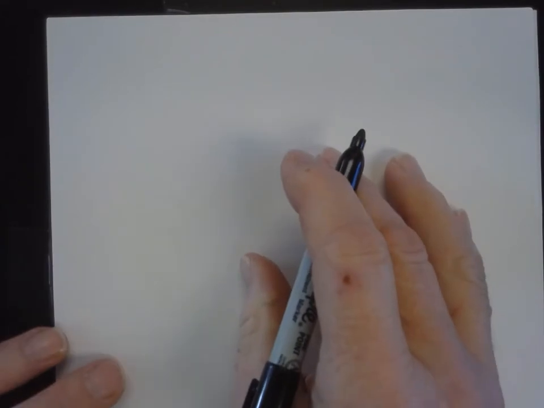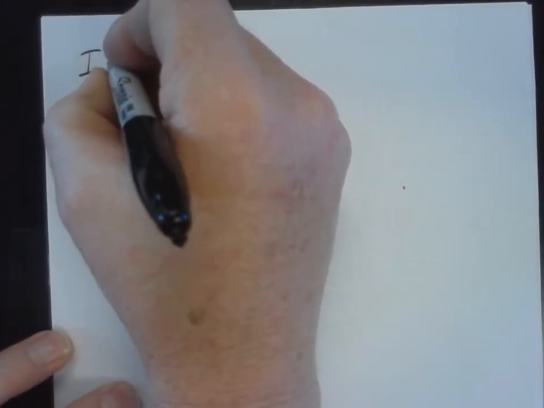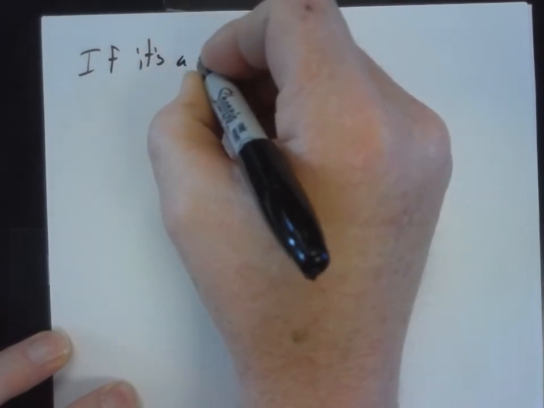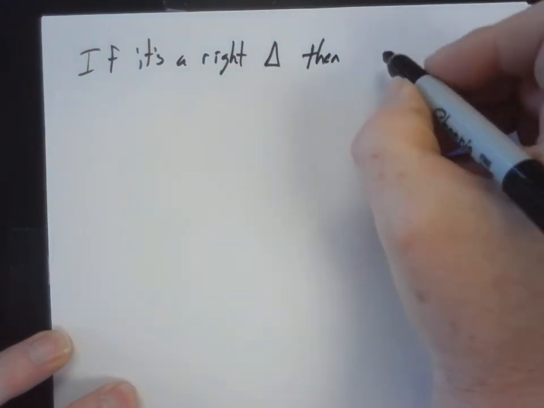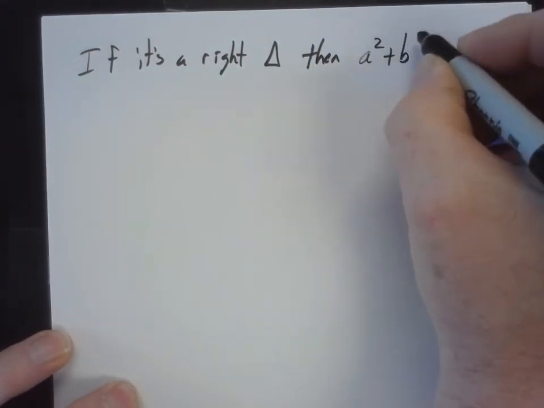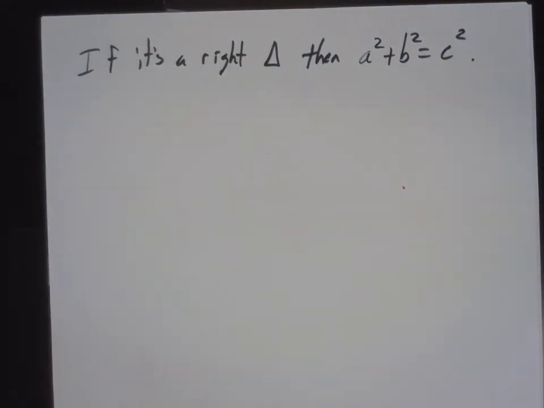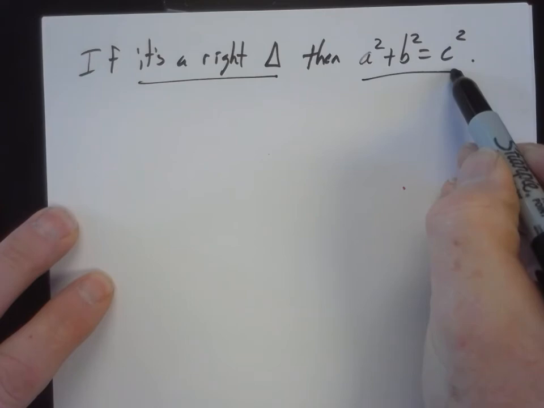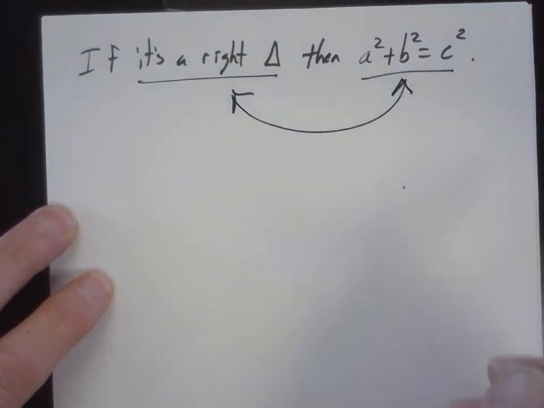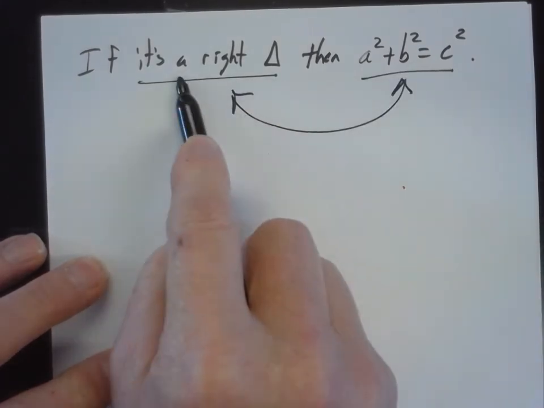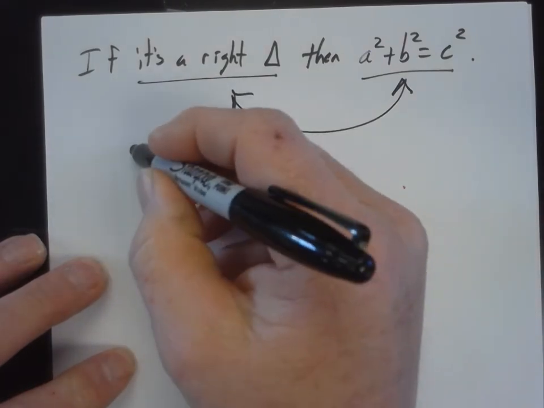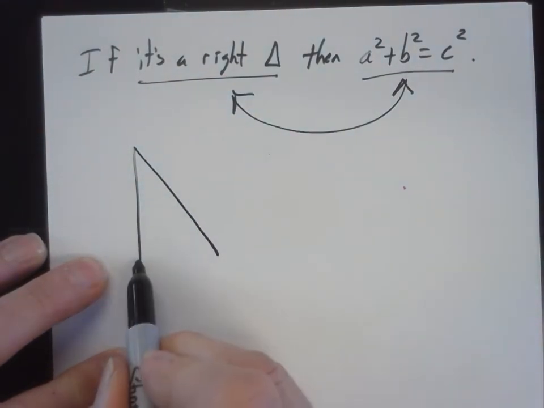So the Pythagorean theorem says if it's a right triangle, then the sum of the squares of the two legs equals the square of the hypotenuse. So can we do the converse of that? Can we take the hypothesis and the conclusion and swap them? So if a squared plus b squared equals c squared, then what type of triangle does it have to be? Yeah, it has to be a right triangle. So the Pythagorean theorem does have a true converse.